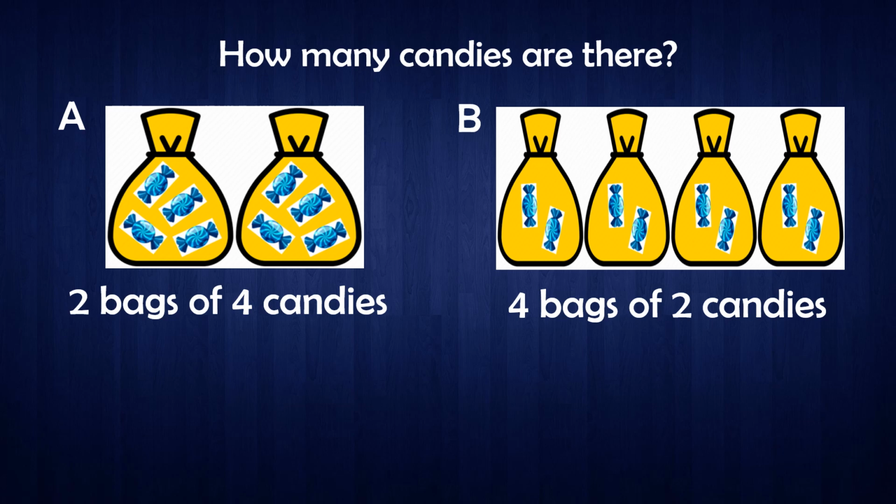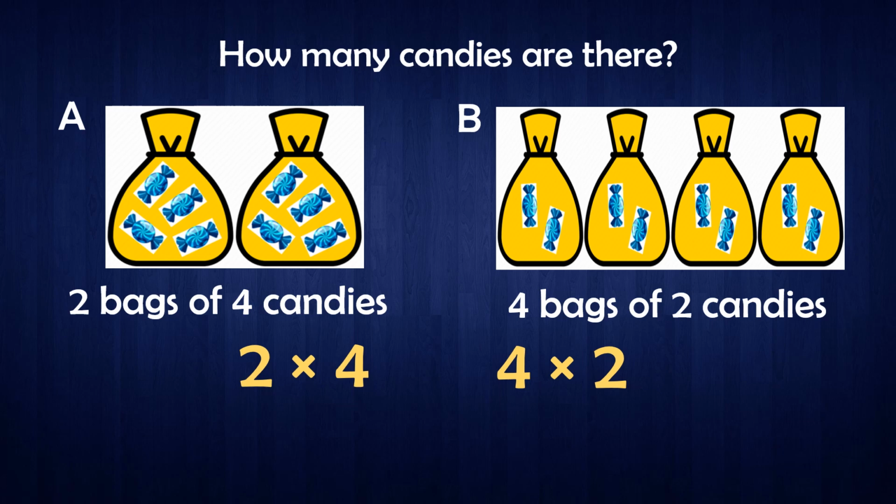How many candies are there in each group? In group A, we have 2 bags of 4 candies, which can be expressed as 2 times 4. While in group B, we have 4 bags of 2 candies that can be expressed as 4 times 2.